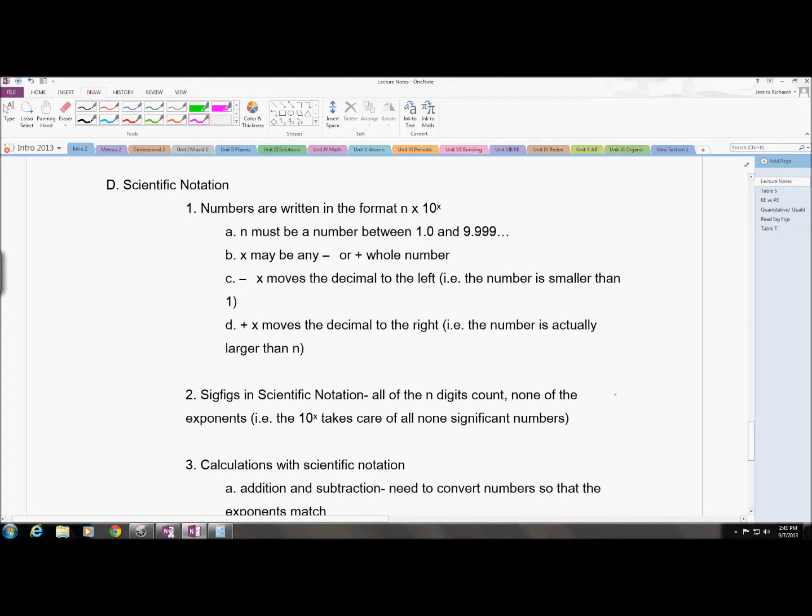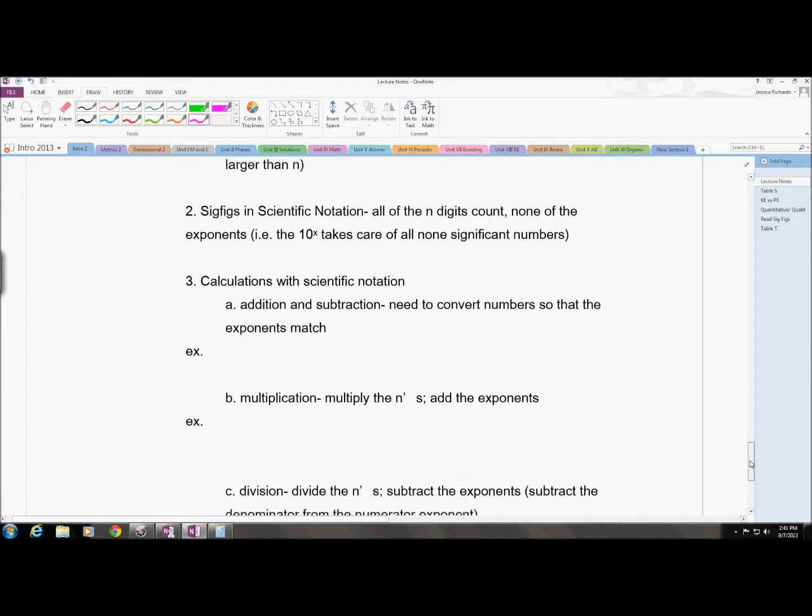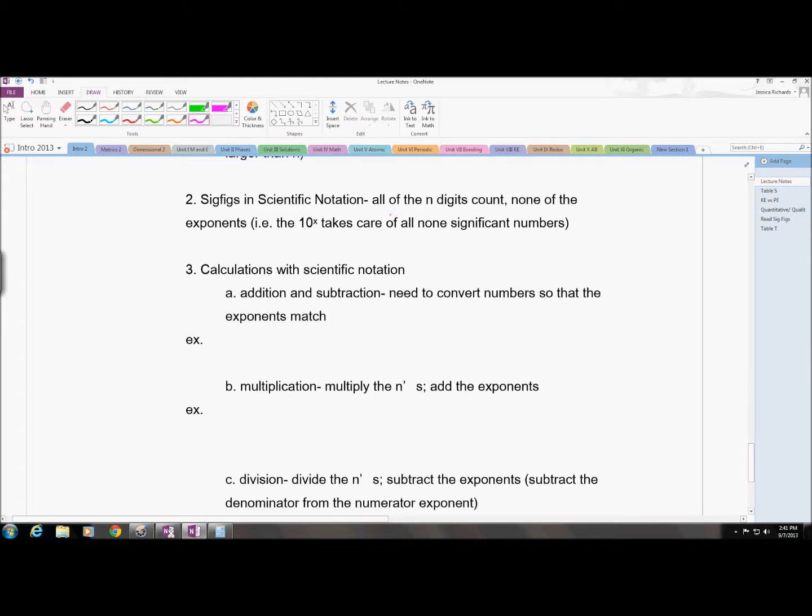Doing sig figs in scientific notation, that number in the end should contain all of the sig figs, so they're really easy if you see something written in scientific notation. So for example, we'll use a mole, 6.02 times 10 to the 23rd. That's a big number. All of those zeros that don't count, we just eliminate. Our number has 3 significant figures.